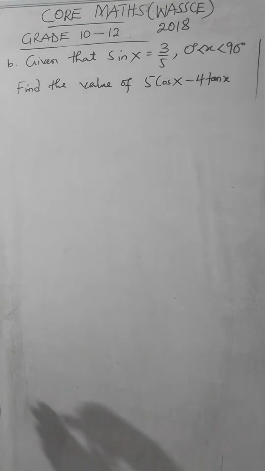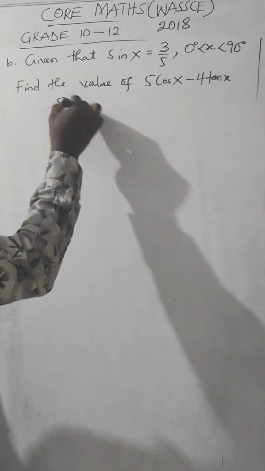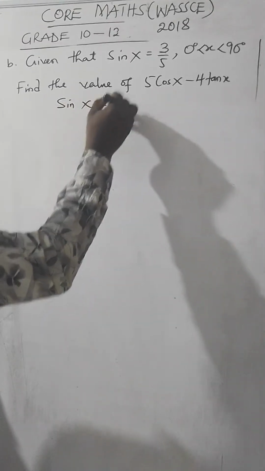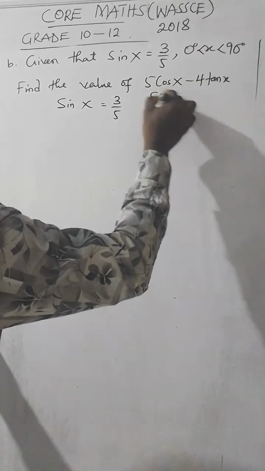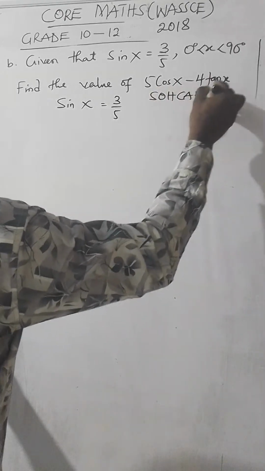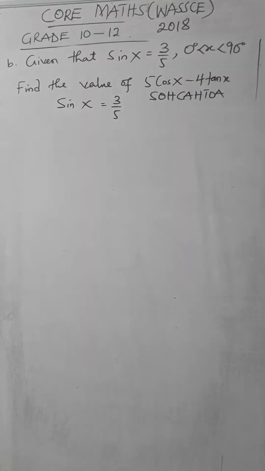So in this one we have, since we are given sine x equals 3 on 5, we can use this formula for SOHCAHTOA, which is the SO is sine theta on the, SO is what? Sine, which is opposite on hypotenuse. Then the C is for cos, so cos is adjacent on hypotenuse. Then the TOA, that is tan, is opposite on adjacent.